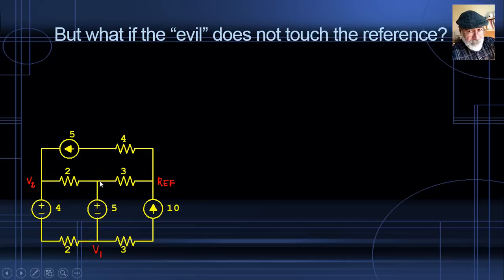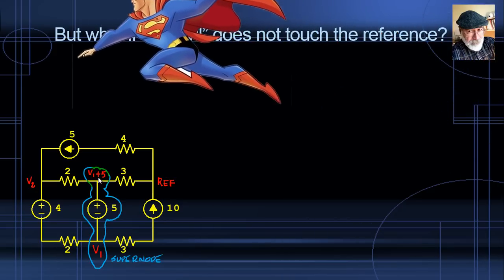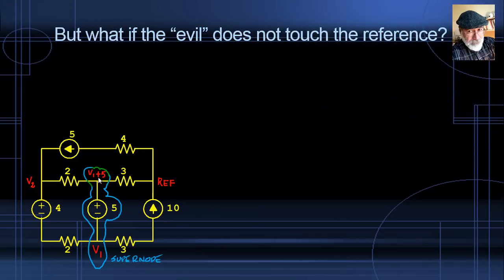However, the voltage for this node on the positive side of the evil branch is not a new unknown. It is just the unknown V1 plus 5. Same unknown plus 5. We will consider the whole evil branch as a supernode. We surround it with the Gauss surface and write a KCL equation for that. This one, KCL equation for the supernode.